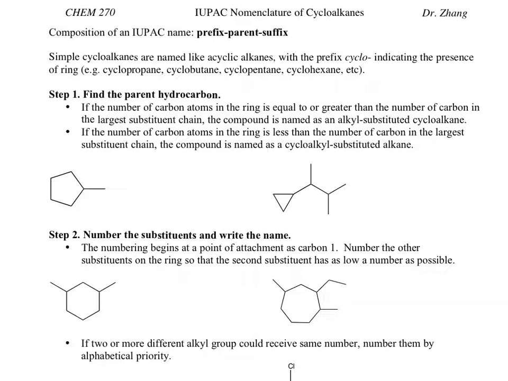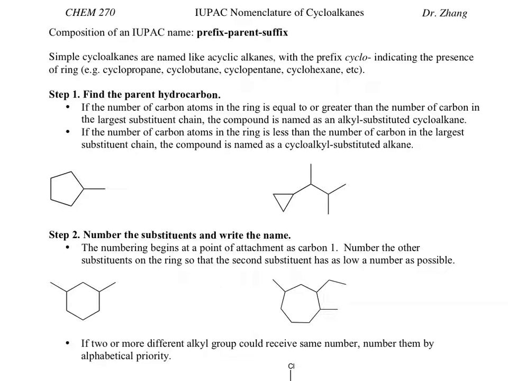If you have more than one substituent, you need to number your ring and make sure all of your substituents have the smallest possible number. That being said, one of your substituents would be bound to carbon number 1. In this case, you could start either from this carbon, number the cyclohexane ring to the left, or start from this carbon and number the cyclohexane ring to the right.